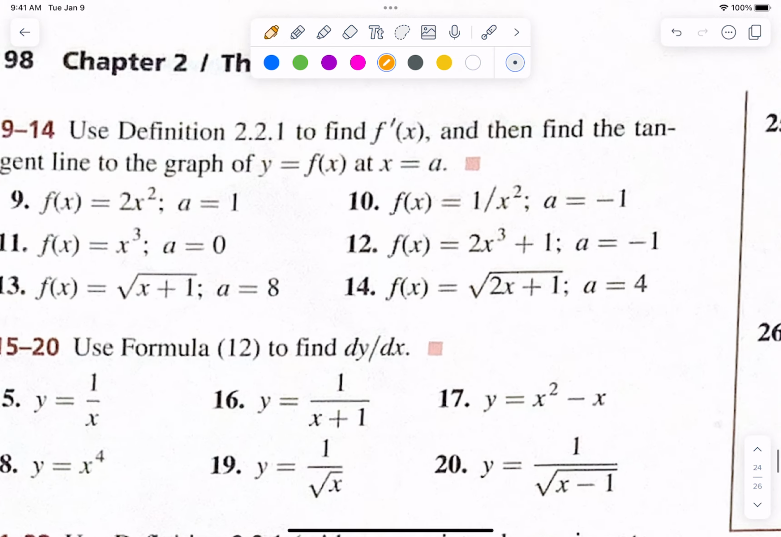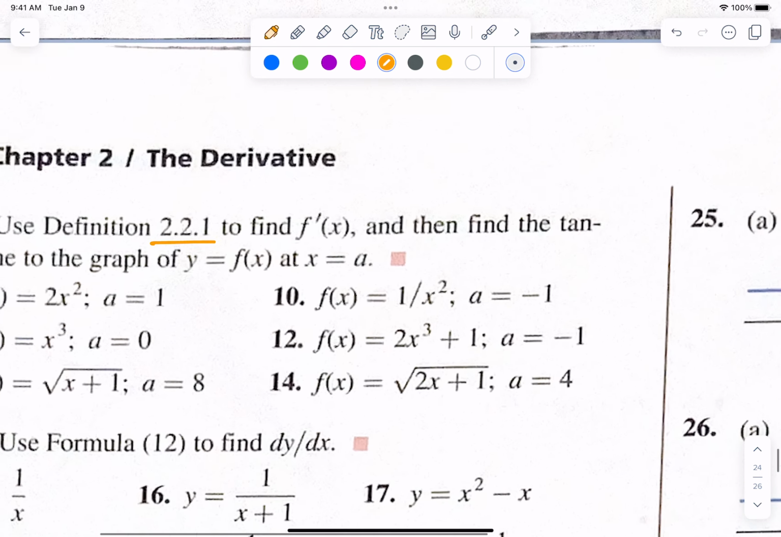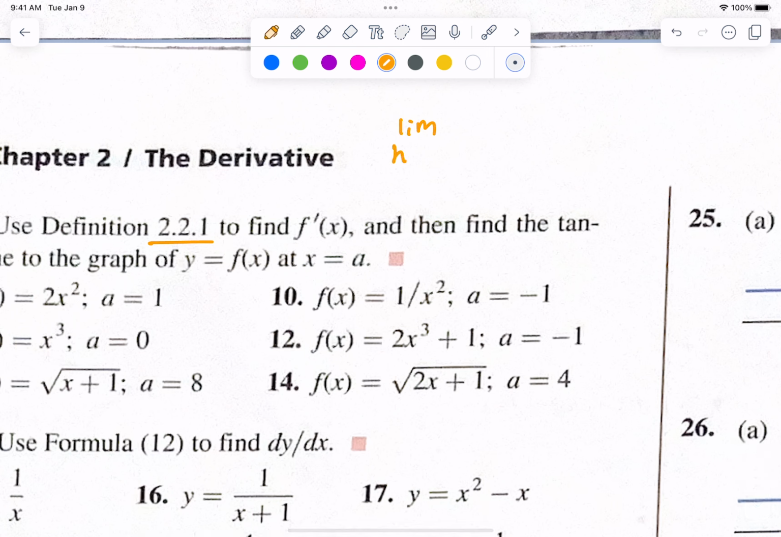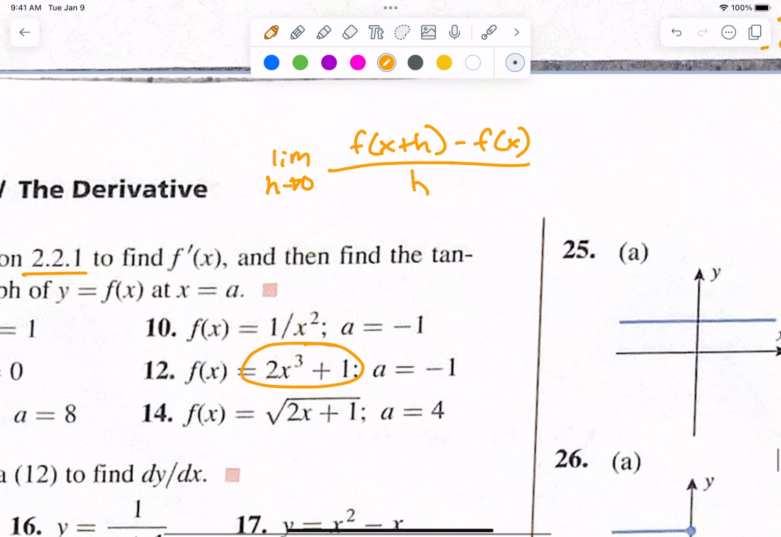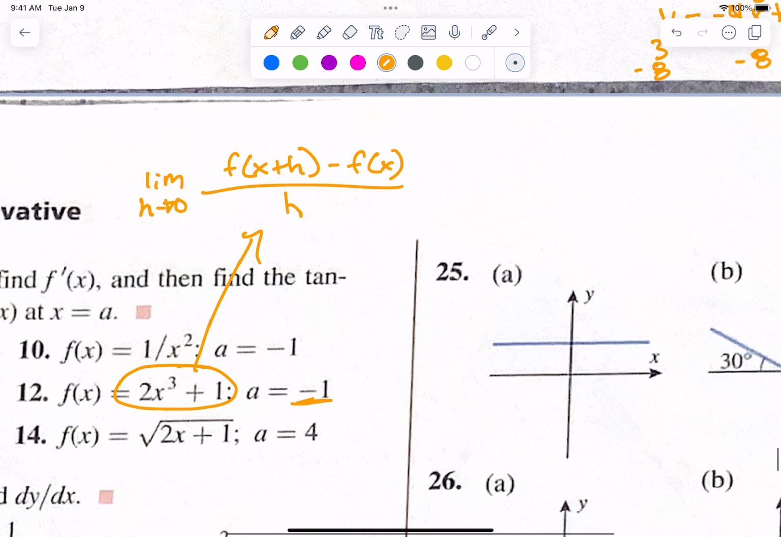12. Okay, use the definition, which is that limit function. That's the limit as h goes to 0 of f of x plus h minus f of x over h, right? We have to do that and then find the tangent line at this certain point. So I'm going to put this function into my limit thing, and then plug in negative 1 for my value. Got it? Okay, so let's do the limit.